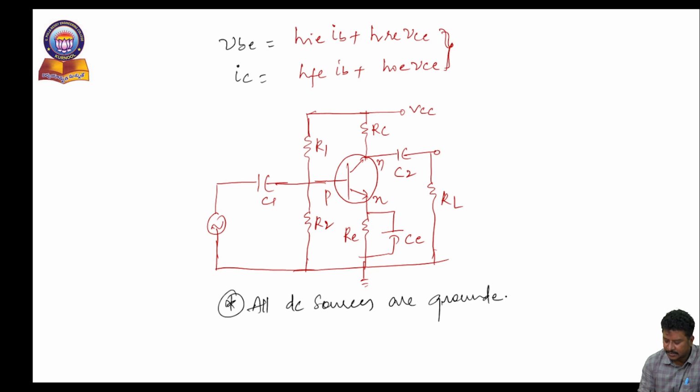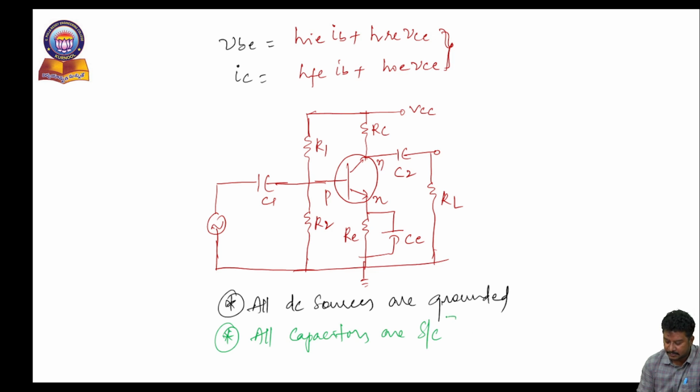All DC sources are grounded. This is the first condition we have to consider to convert any practical circuit into an AC equivalent model or hybrid equivalent model. The next condition is all capacitors in that circuit are short circuit.